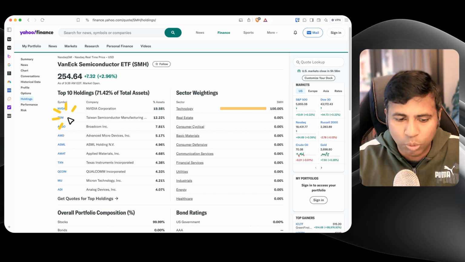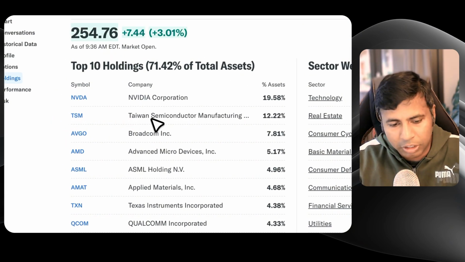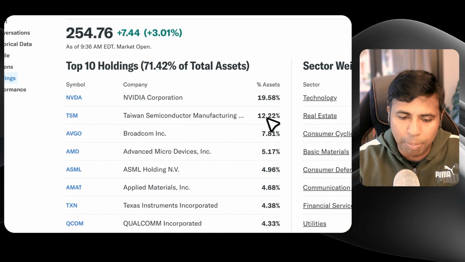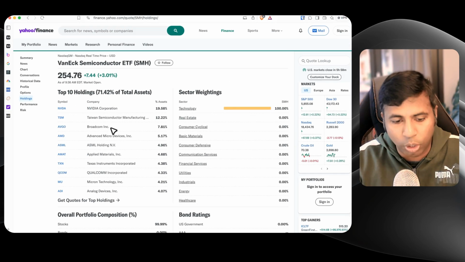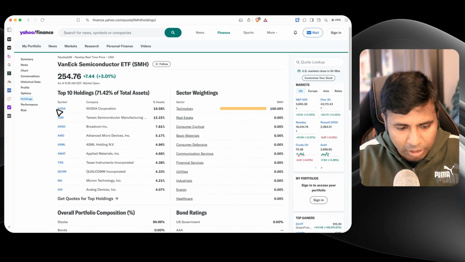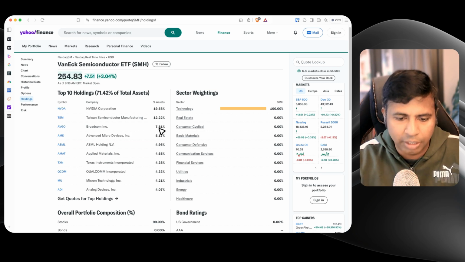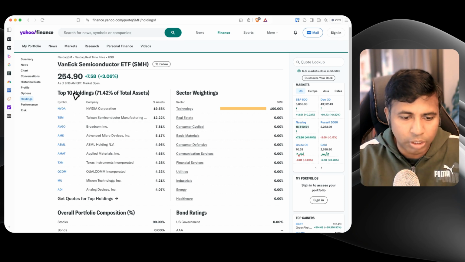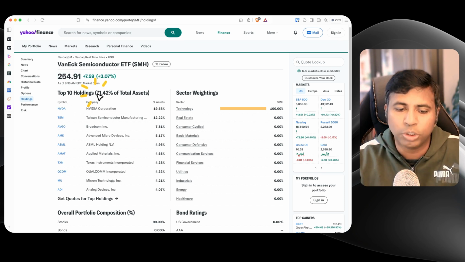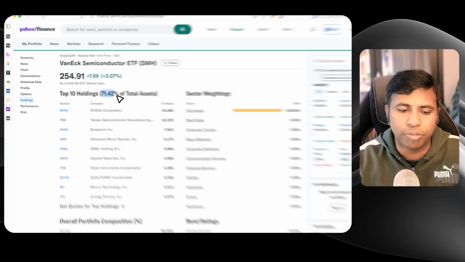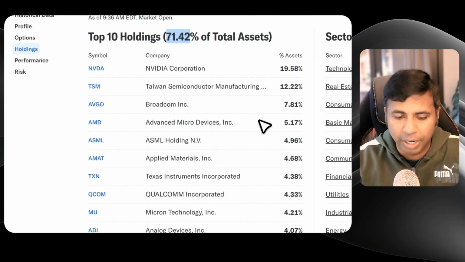If you see the next one, which is Taiwan Semiconductor, it has a 12% weight, and the next one is Broadcom. Now when we look at the top holdings, nearly 40% is in the top few, and around the top 10 dominate, almost 71% of the ETF being composed of the top 10 holdings.